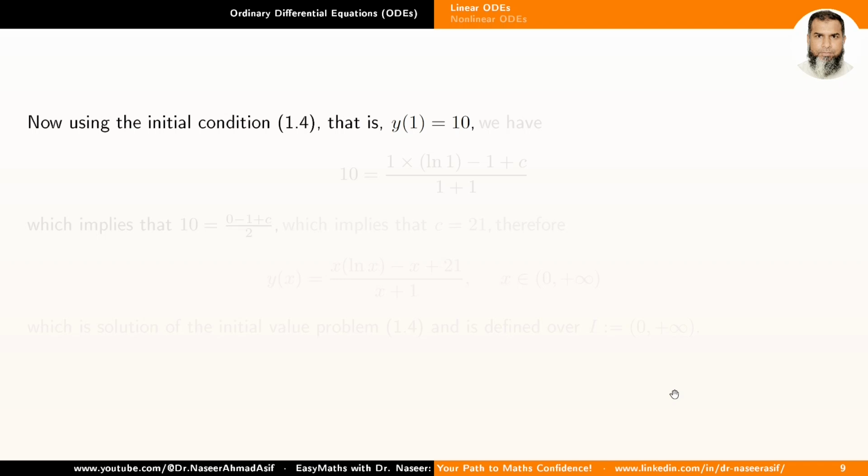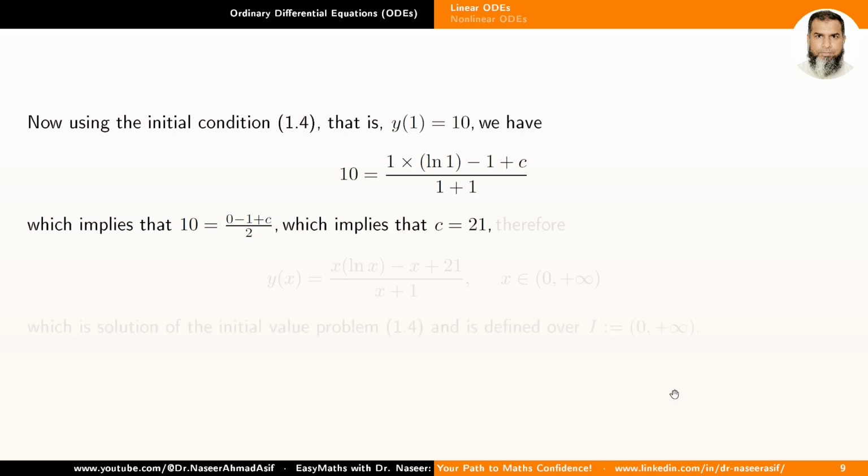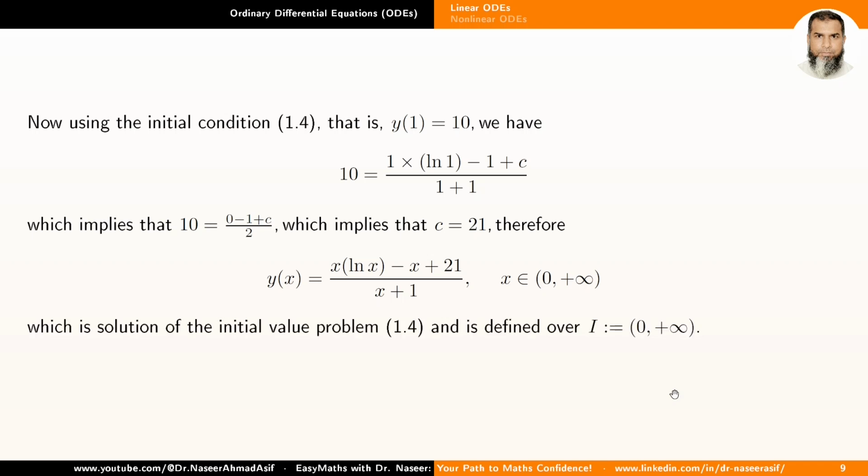Now using the initial condition 1.4, that is y at 1 is equal to 10, we have 10 is equal to (1 into log of 1 minus 1 plus c) over (1 plus 1). So 10 is equal to (0 minus 1 plus c) over 2. So c is equal to 21. Therefore y(x) is equal to (x log x minus x plus 21) over (x + 1), where x belongs to the open interval 0 to plus infinity, which is the solution of the initial value problem 1.4 and is defined over I equal to the open interval 0 to plus infinity.